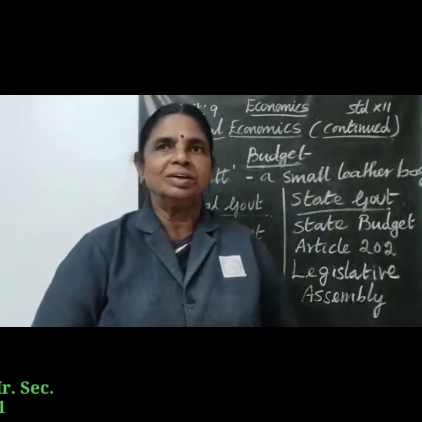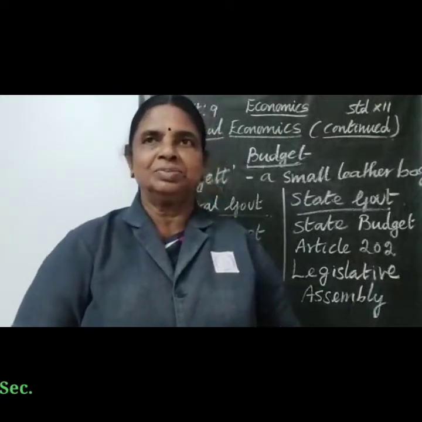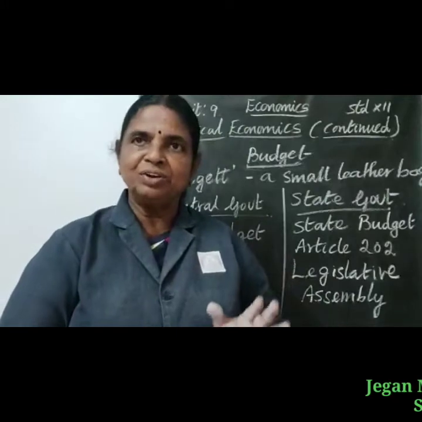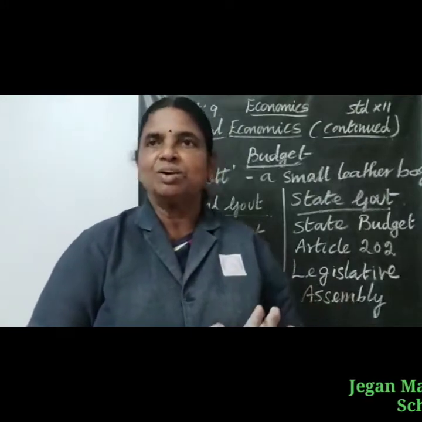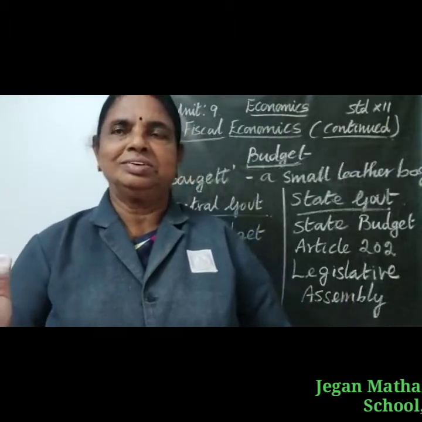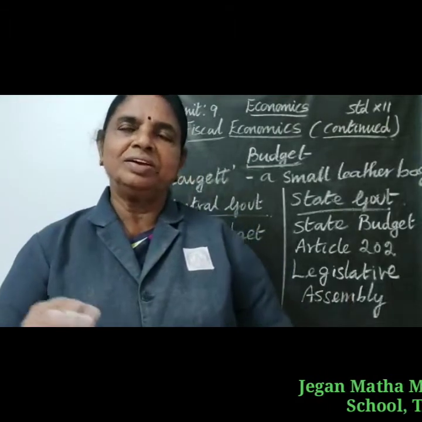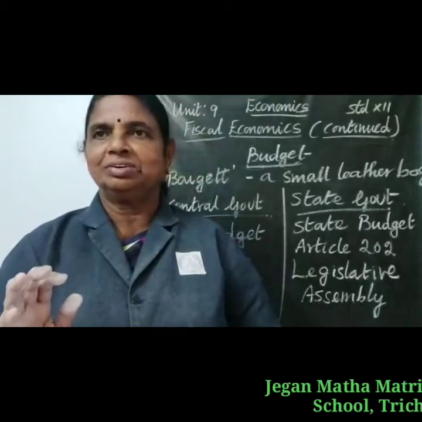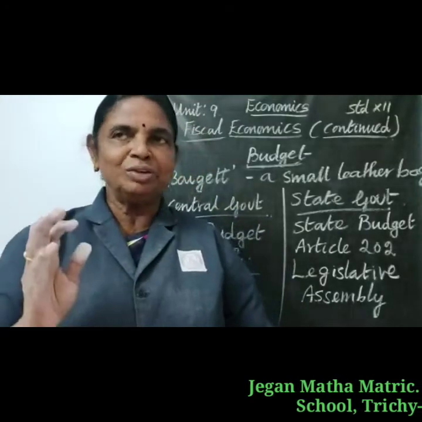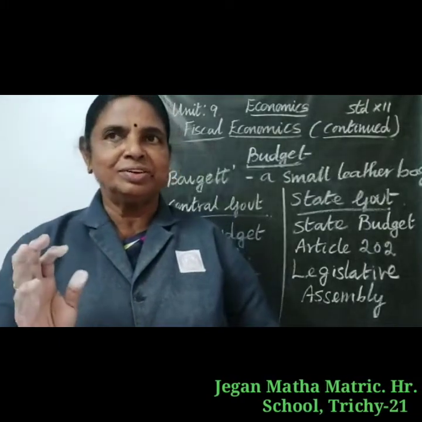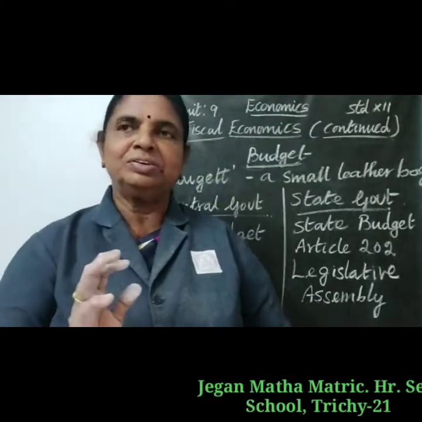And of course, there are types of budgets. On the basis of expenditure on revenue account and other accounts, the budget can be presented in two ways, namely revenue budget and capital budget. So what is a revenue budget? It consists of revenue receipts and revenue expenditure.